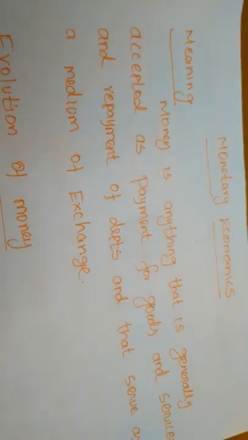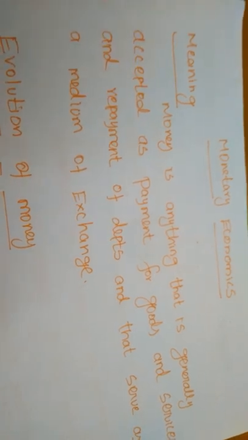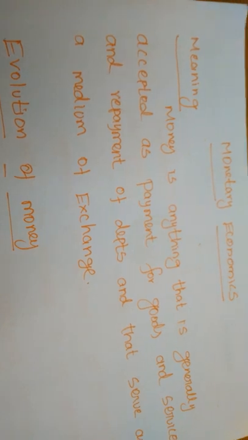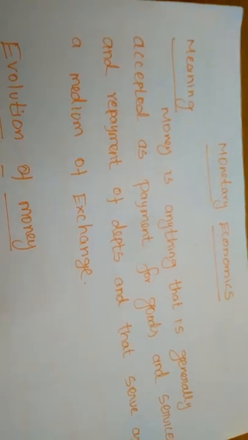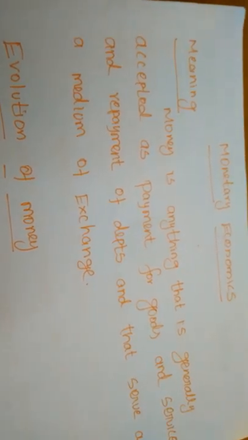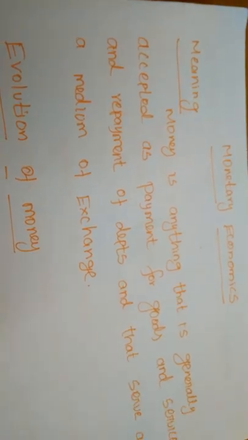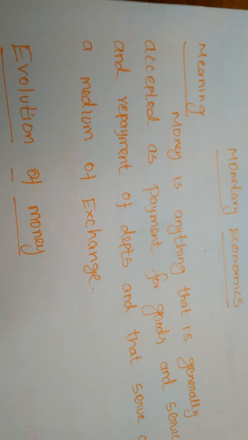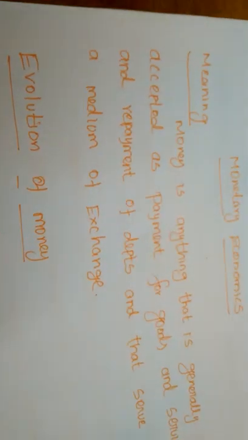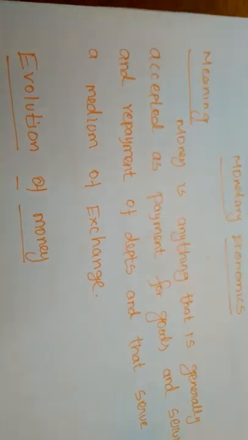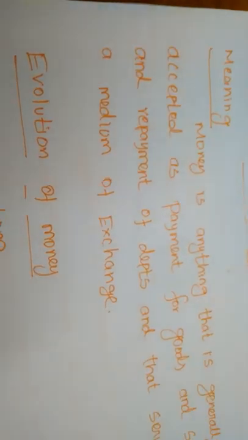For the payment for goods and services we need something. That something may be called money. Something means one thing. So we have money as the generally accepted thing, and for repayment of debts. Many persons are borrowing and repaying their debts in the form of money, and it serves as a medium of exchange.